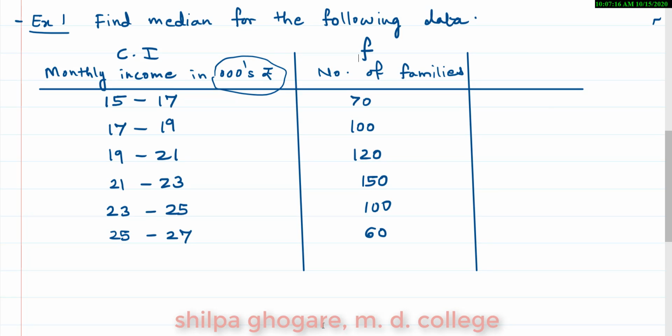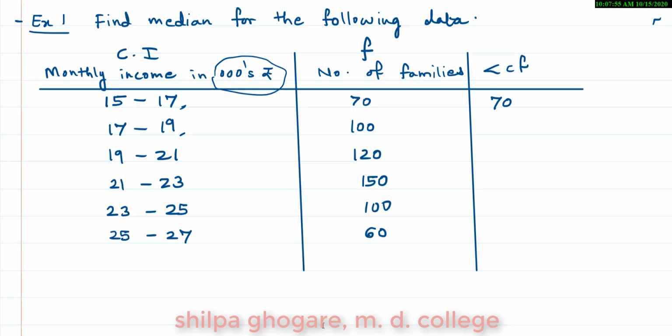I am doing it vertically. In this next column, I am finding the less than Cf value. So the first Cf value will be 70. What does this mean? Now see, there are class intervals. Suppose I ask you, how many families have monthly income less than 17,000? Note that I am looking at the upper limits of the class interval. How many families have monthly income less than 17,000? There are 70 families.